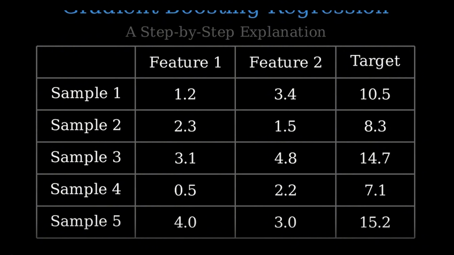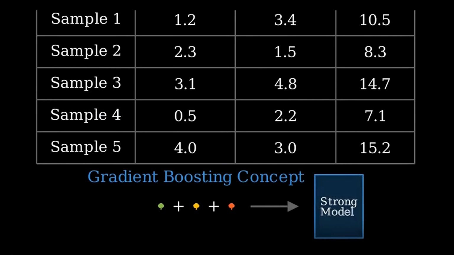Gradient boosting is an ensemble technique that combines multiple weak learners, typically decision trees, to create a powerful predictive model. The key idea is to train models sequentially, with each new model focusing on correcting the errors of previous models. Let's walk through the gradient boosting process step by step.